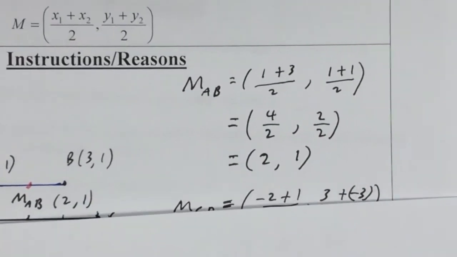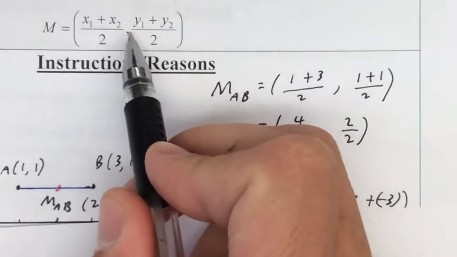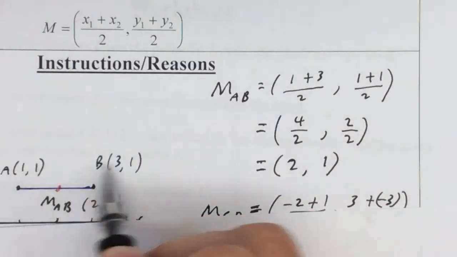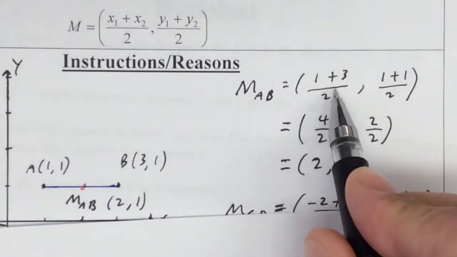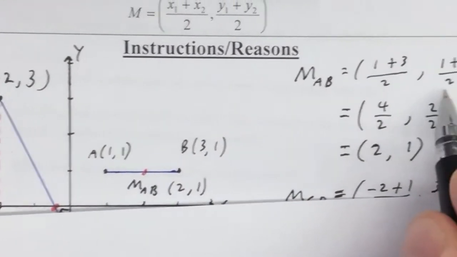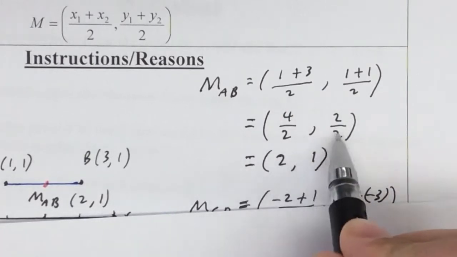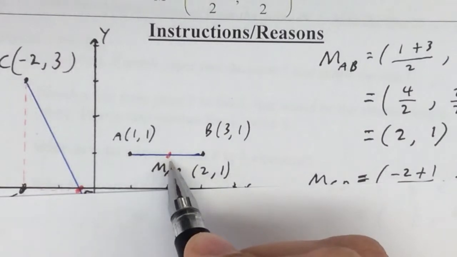Okay, so using the x1 plus x2, adding two x coordinates, 1 plus 3. Okay, so 1 plus 3 divided by 2, and 1 plus 1 divided by 2. Okay. Evaluate each one of those, and you get 2, 1. And that's the midpoint that we obviously got.